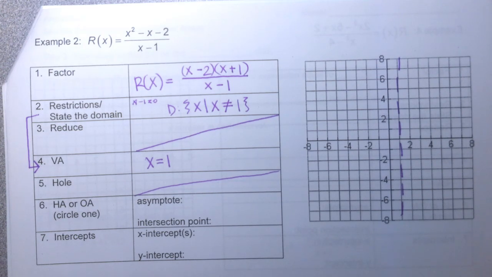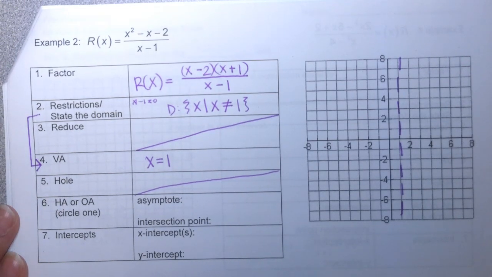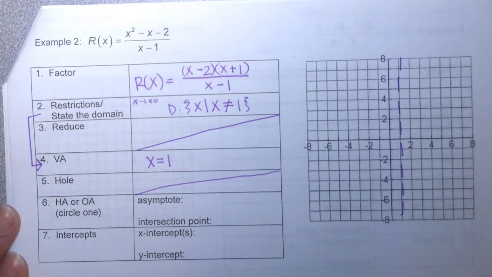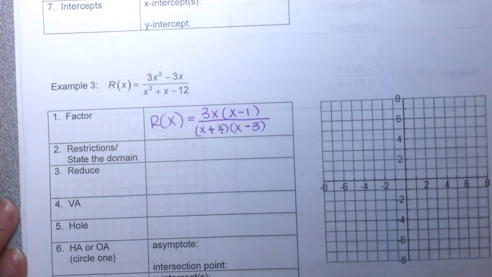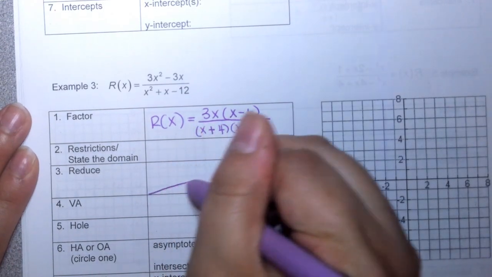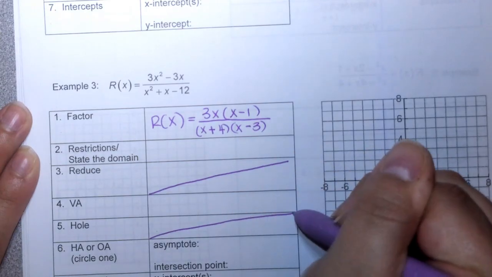So you factor out 3x and you still have the 3 inside. Be careful. I'm factoring out 3x on the top, so what's left? X minus 1. And on the bottom? It needs to be a positive 4, negative 3. Is that what y'all got? Can I reduce it? And I don't have a hole.